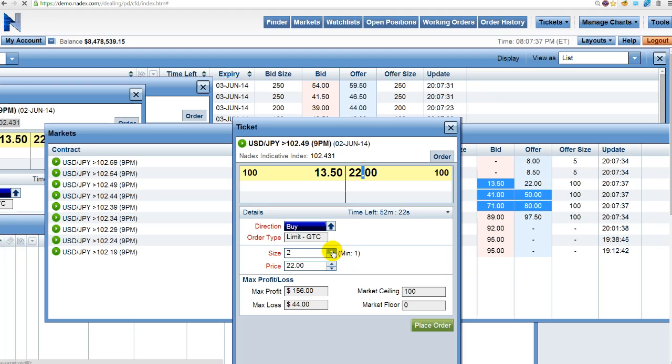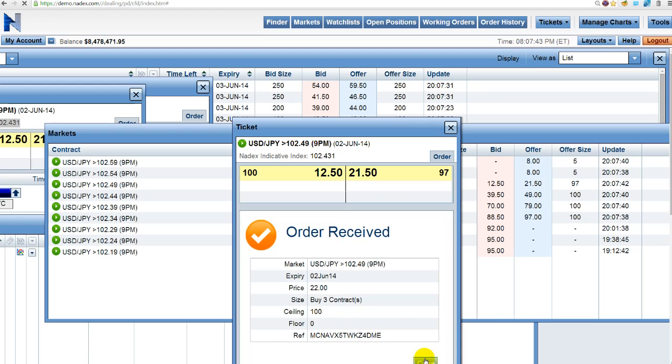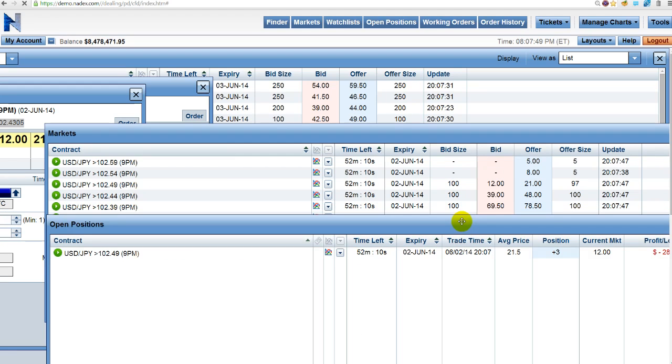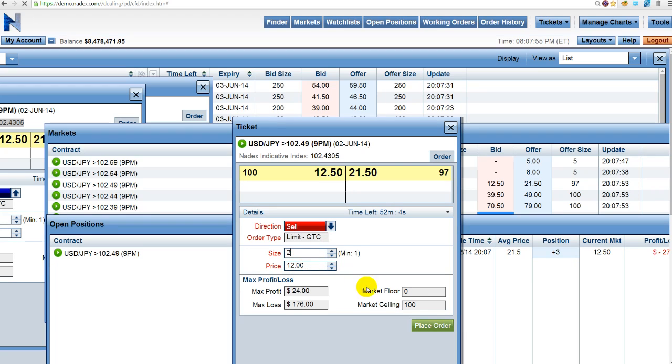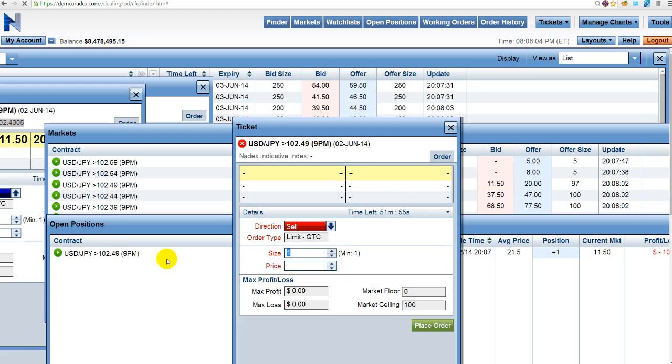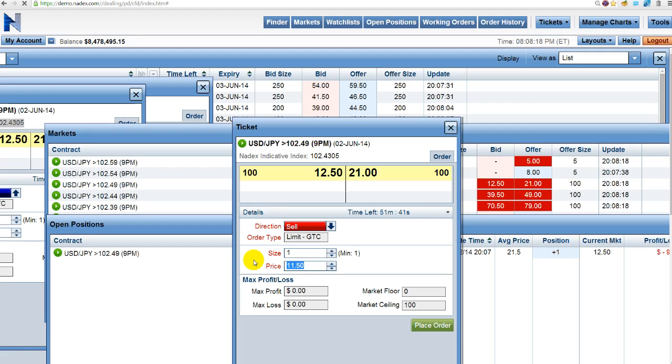But what if I went in and I bought this contract for $22, or $21, or whatever I end up getting filled at? So I got filled at, let's see, what did I get? 21.50. And I bought a few of them. Let's get rid of 2 of them to make the example easier. All right, so I'm in at $21 on the trade. Now, what did I say the price would be worth if the market actually got up to 102.49? What will that binary be worth if the US yen gets up to 102.49?